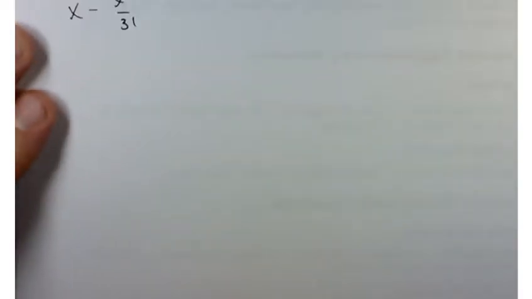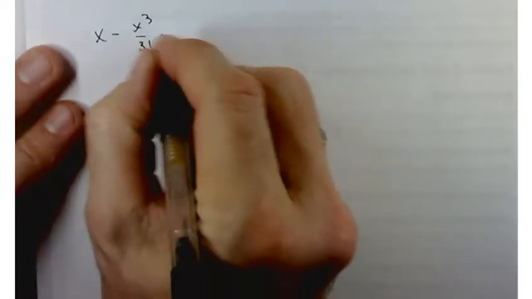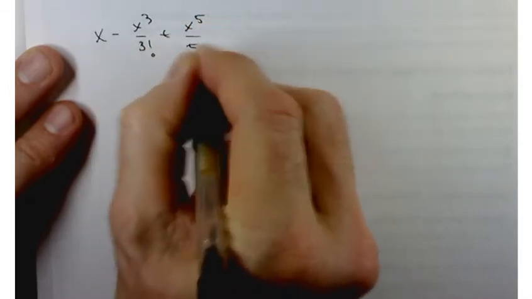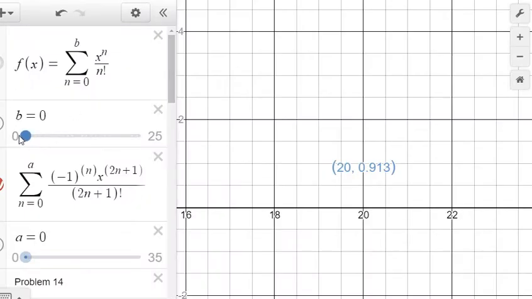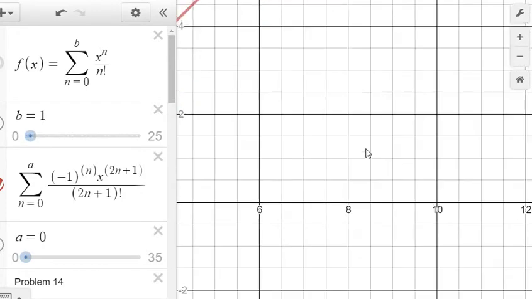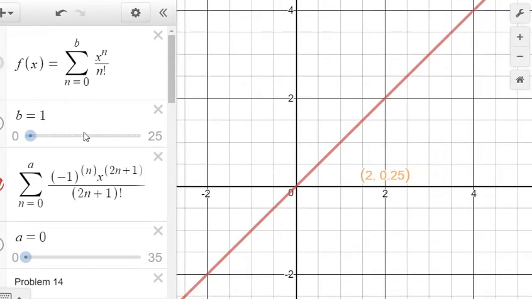So the first couple terms look like this: x, and then minus x cubed over 3 factorial, plus x to the 5th over 5 factorial, and so on. Let's see if you can recognize the polynomial as I start adding in terms. So it helps out if I go over here. So here's when I have just the first term.